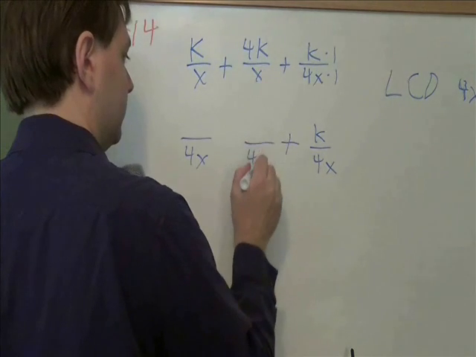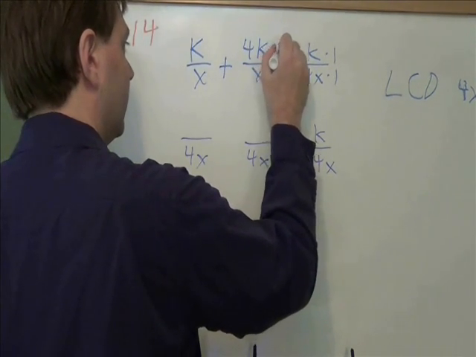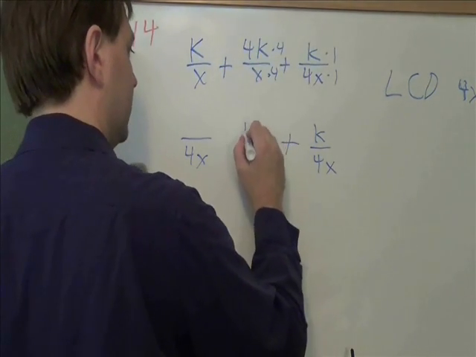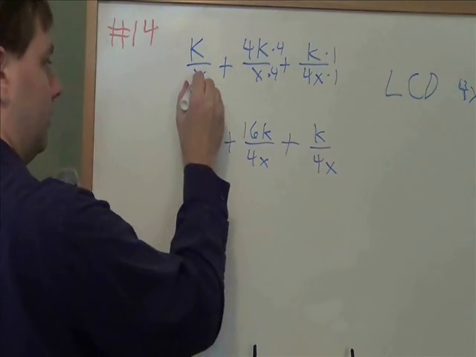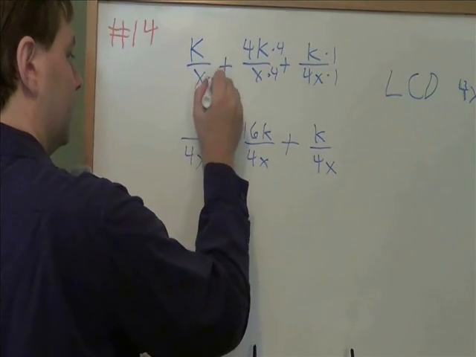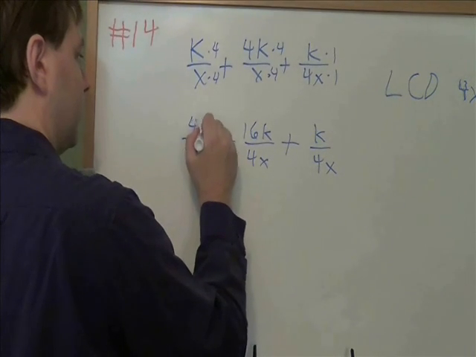Now how do you turn x into 4x? Well, you multiply by 4. x times 4 is 4x. 4k times 4 is 16k. And then how do you turn x into 4x? Again, you multiply by 4. x times 4 is 4x. k times 4 is 4k.